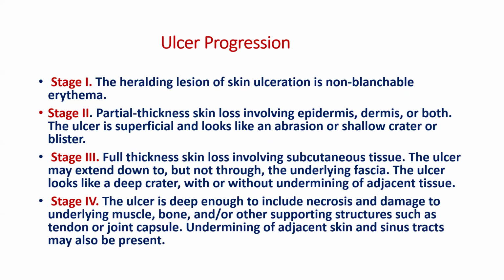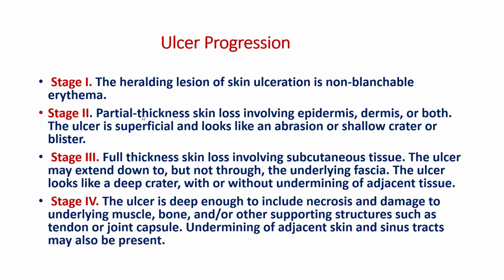Ulcer progression. We have four stages for ulcer progression. It starts with stage 1, which is basically heralding the lesion of the skin. Ulceration is non-blanchable erythema. And that's why, as a physician, you should pick up the stage 1, so you start your prevention measure, so you don't get into stage 2, 3, and 4.